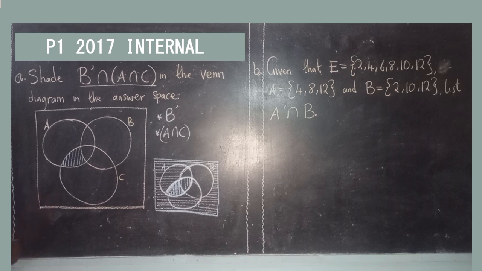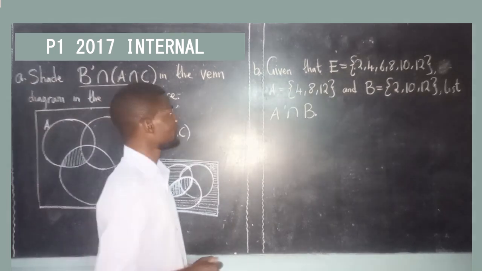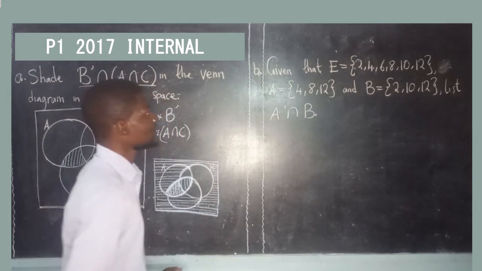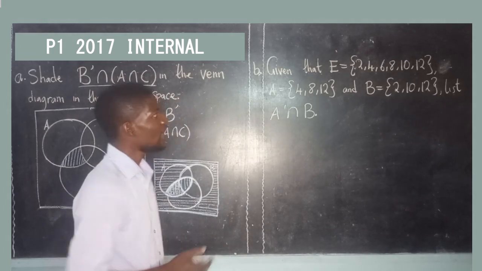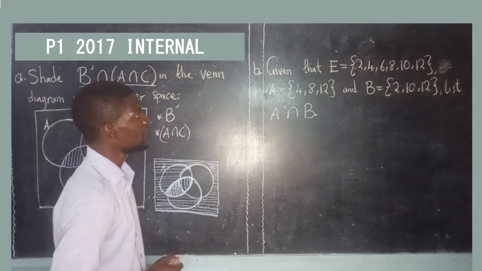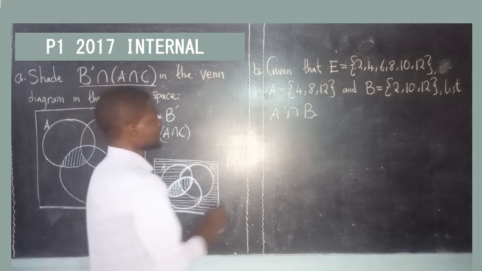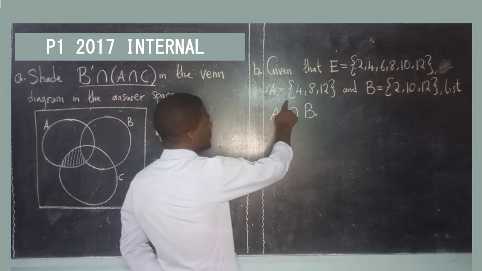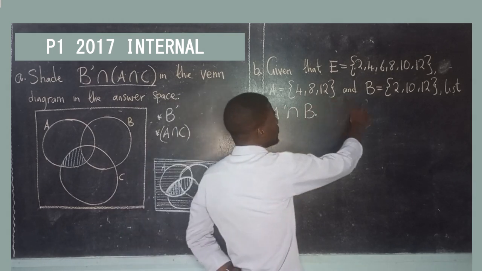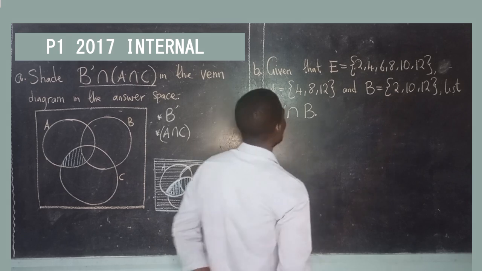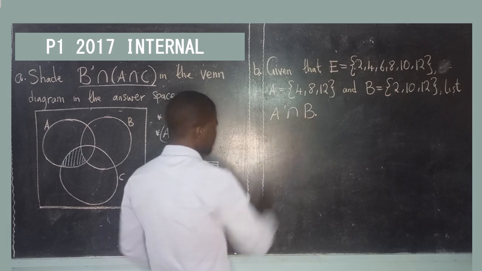Having shaded in our first question, let's go to question B. Question B says, given that E, which is the universal set, is equal to 2, 4, 6, 8, 10, and 12. Set A is equal to 4, 8, and 12. And B is equal to 2, 10, and 12. List set A complement intersection B.